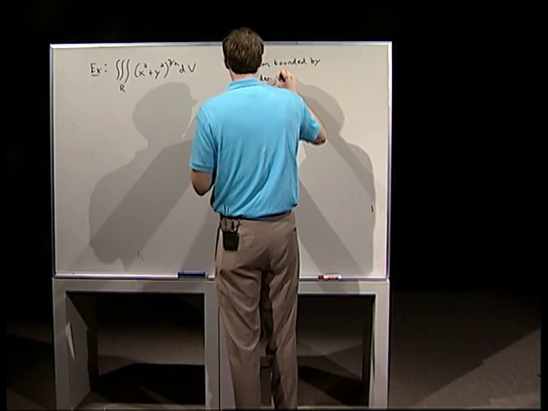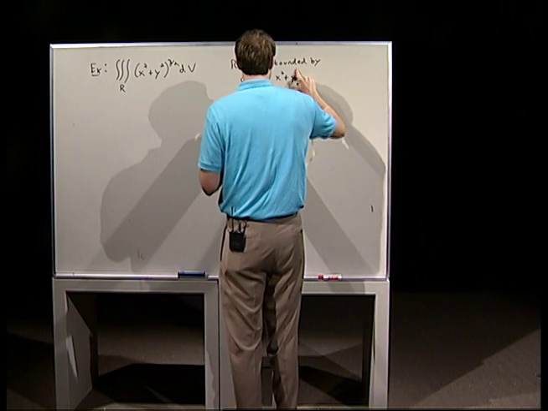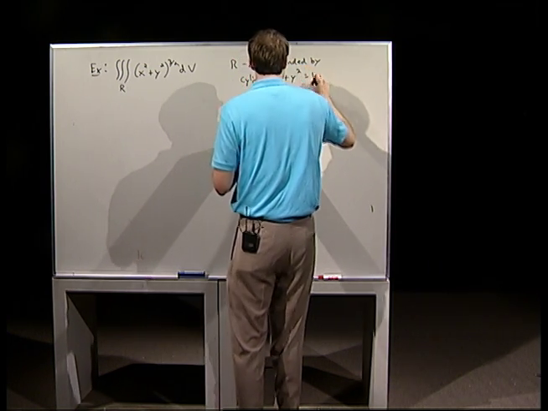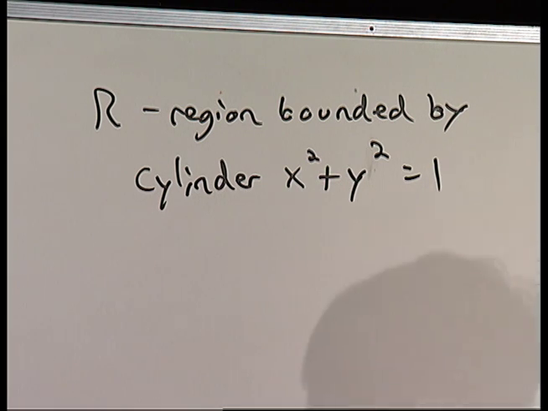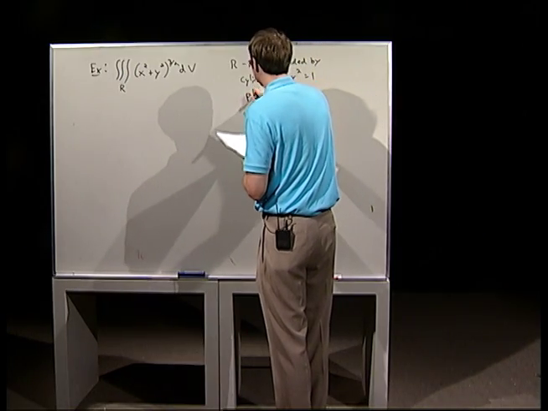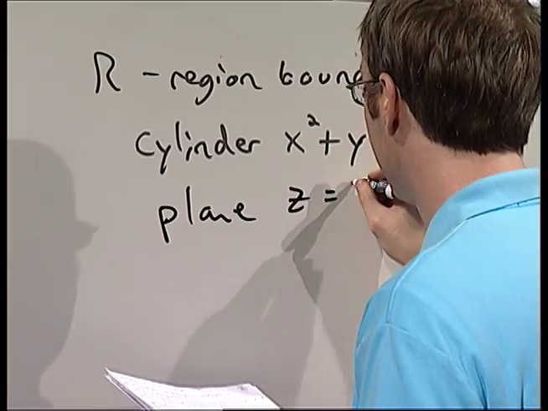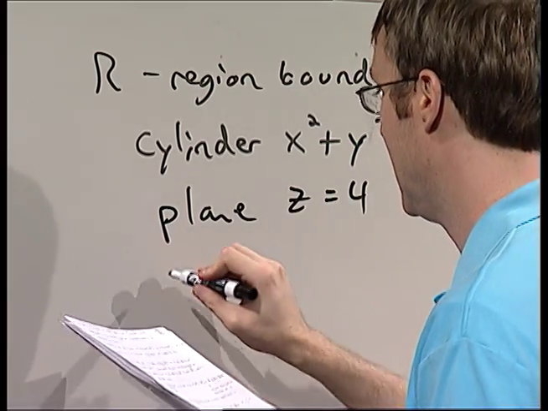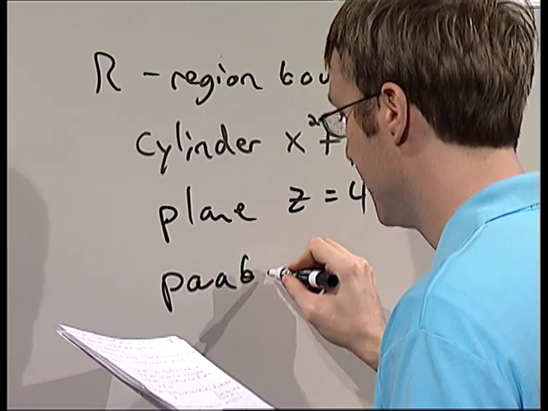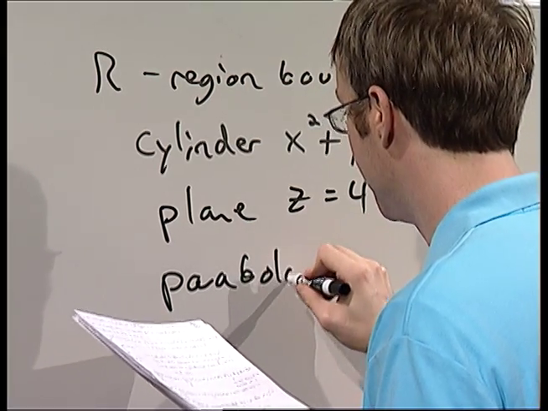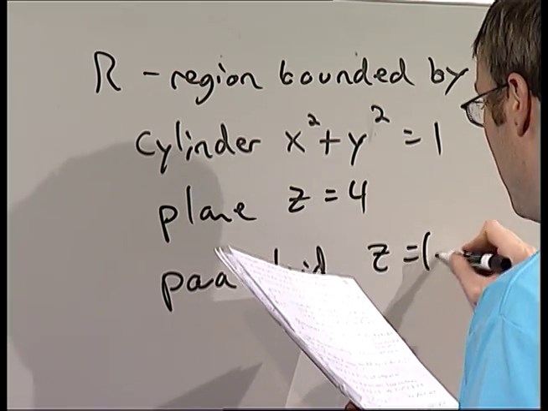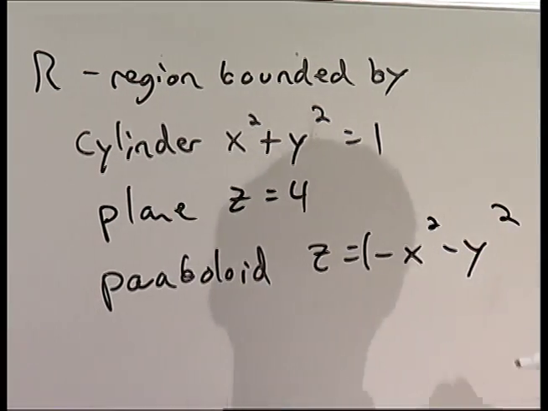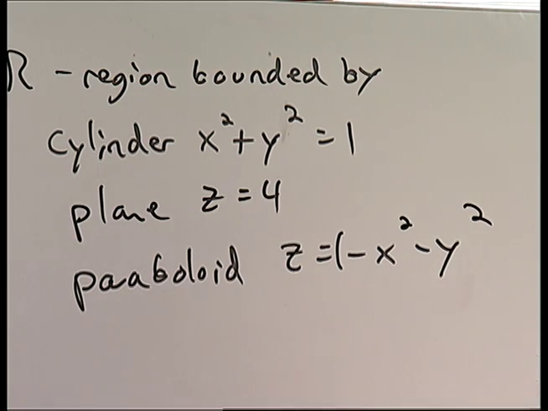surfaces. On the one hand, let's bound it by the cylinder x squared plus y squared equals 1. That's a circular cylinder parallel to the z-axis. Let's say, on the other hand, let's cap it off with the plane z equals 4. And let's put at the bottom of this cylinder a paraboloid, z equals 1 minus x squared minus y squared. So a body that has maximal point 0, 0, 1, then opens downward.